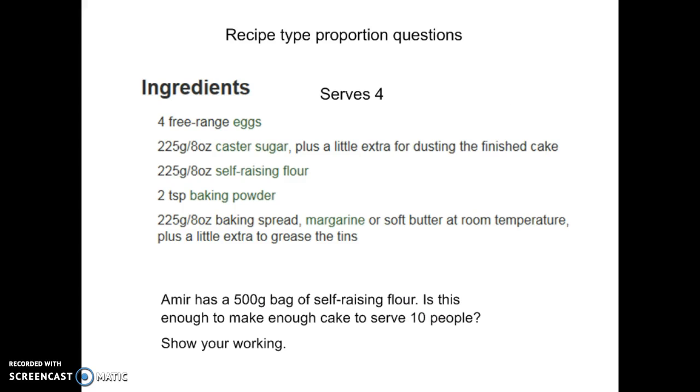So let's look at another example. Here's another recipe, and we are focused on the flour. We've got metric and imperial measurements, but our question is using the metric measurements, and we're told that Amir has got 500 grams of self-raising flour, and we want to know, is this enough to make this cake to serve 10 people?